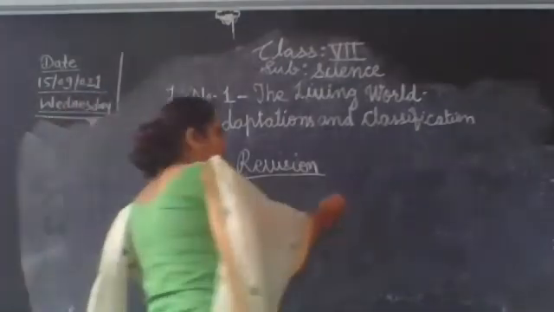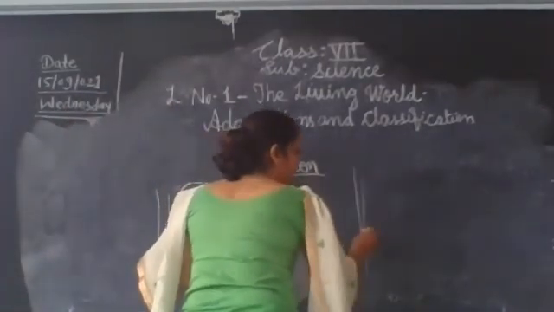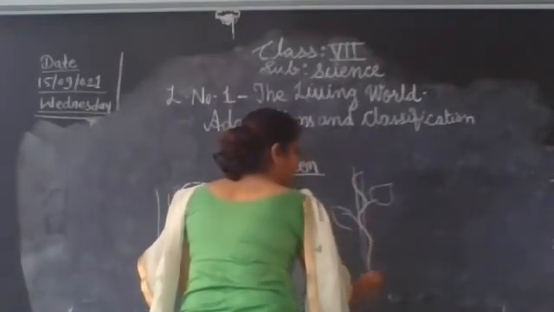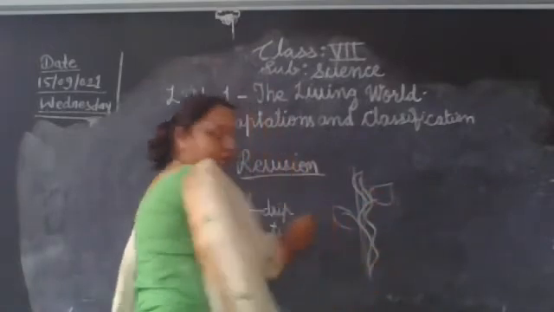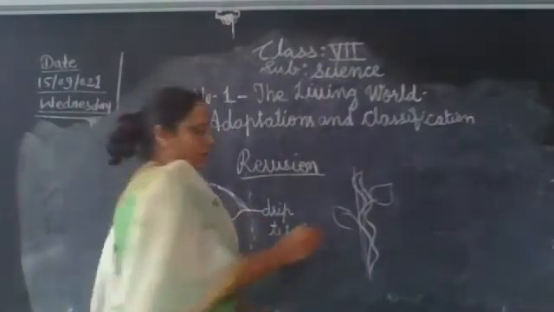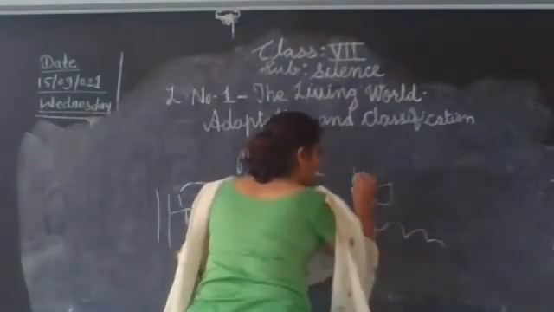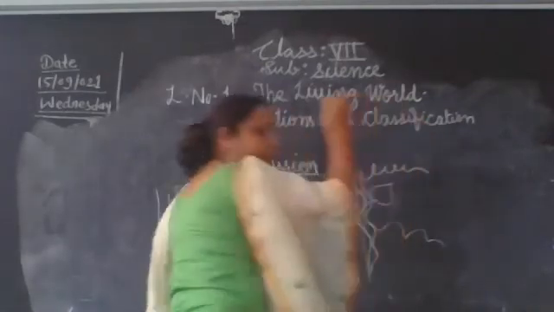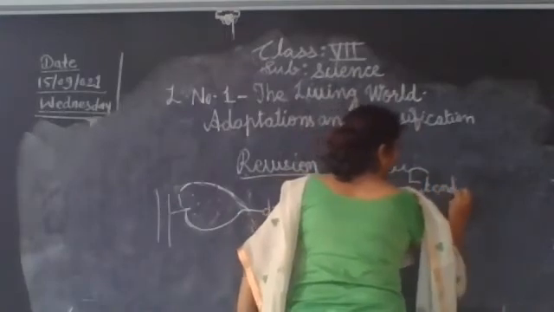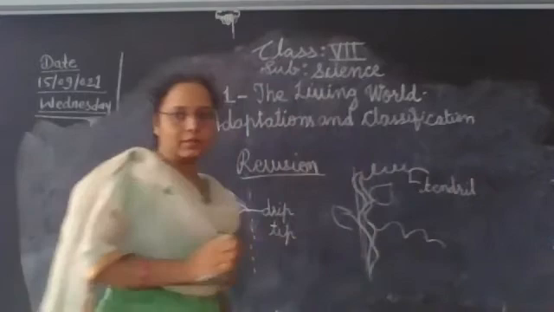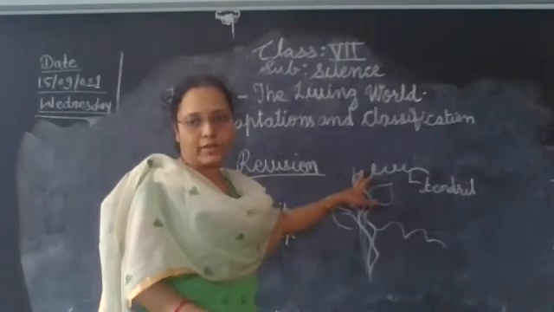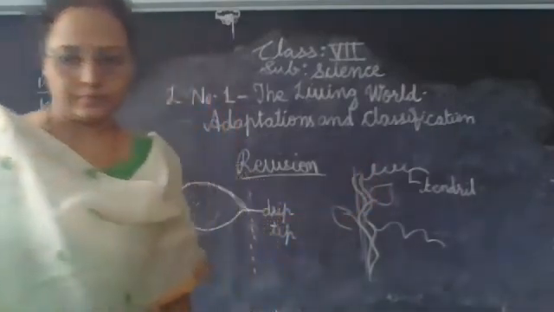In some climbers there are tendrils. Suppose it's a climber, it has a big stem. Its stem is big. It needs support of another stick. So they have a tendril-like coiled structure, a wire-like structure. That is a tendril. So that tendril is an adaptation in forest plants.